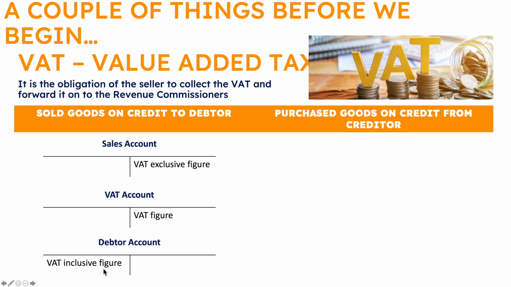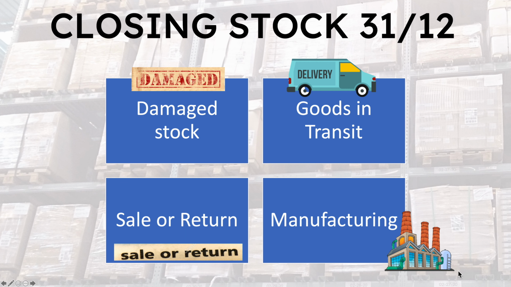If we were looking at purchase of goods on credit from creditor, we would have a purchases account and that would just be the VAT exclusive figure, so whatever the purchases are without VAT. We'd put the VAT on the debit side of the VAT account. And in the creditor account, we would put all of it. We would put the purchases and the VAT, so the VAT inclusive figure there.